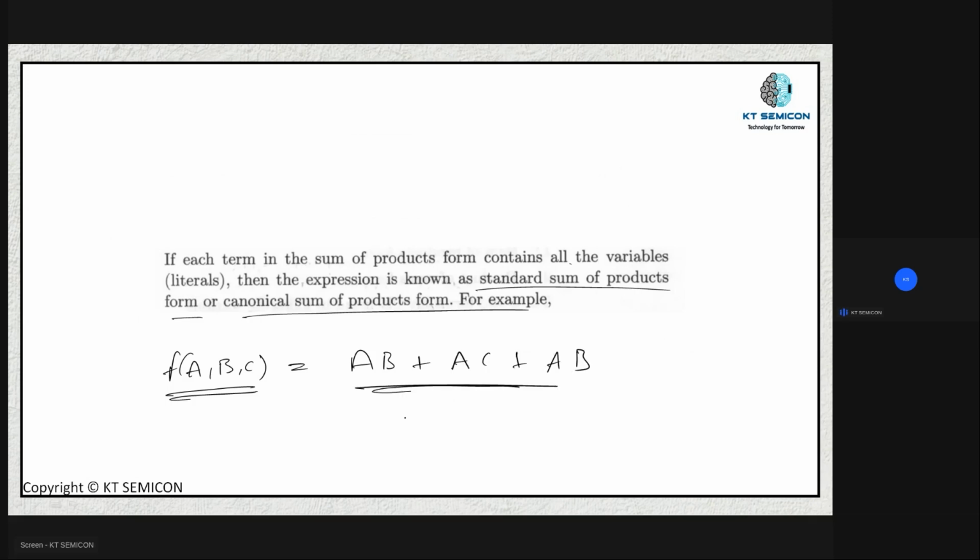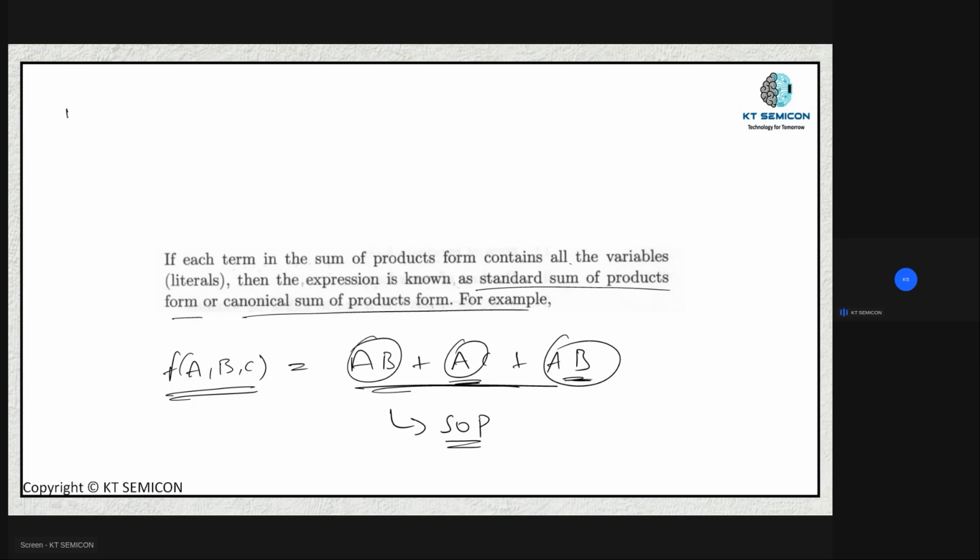This is represented in SOP form, where these are my product terms. Now, in the first product term, if I carefully observe, one variable is missing, that is C is missing, and in the second term, B is missing, and in the third term, C is missing. So that's why this cannot be said to be a standard or canonical form of representation.